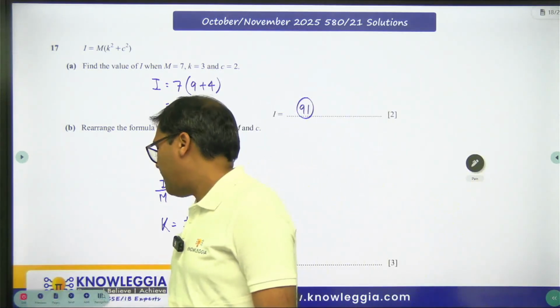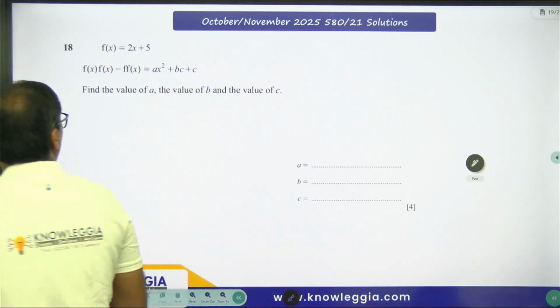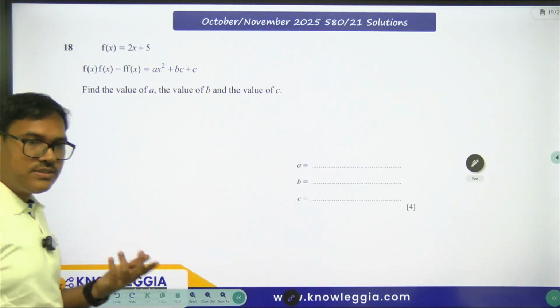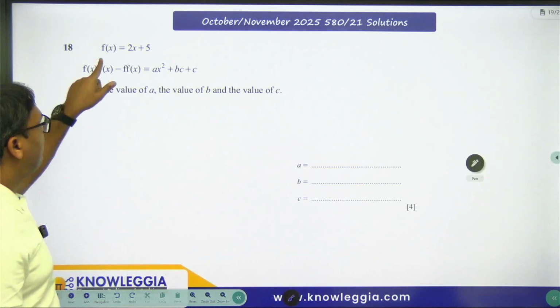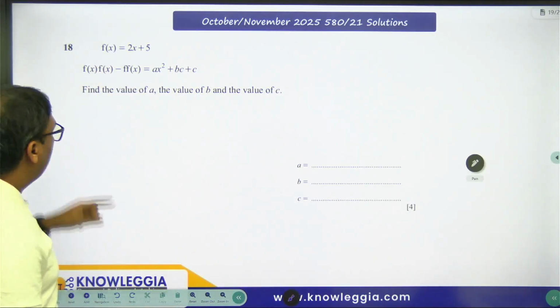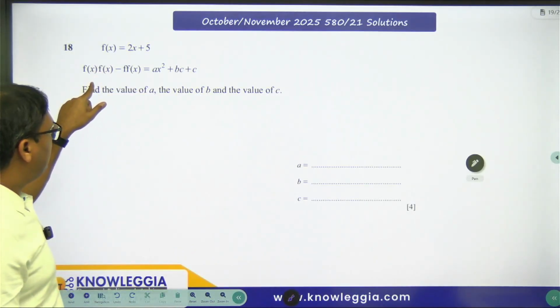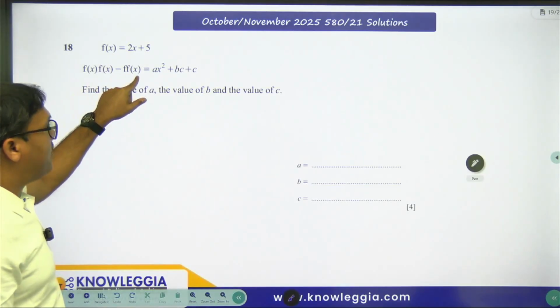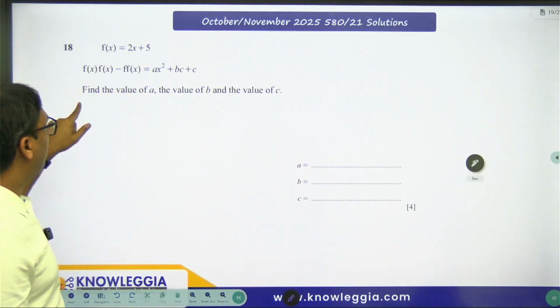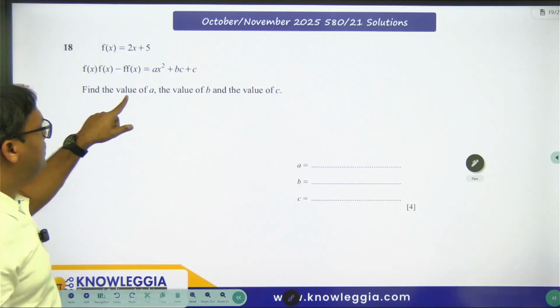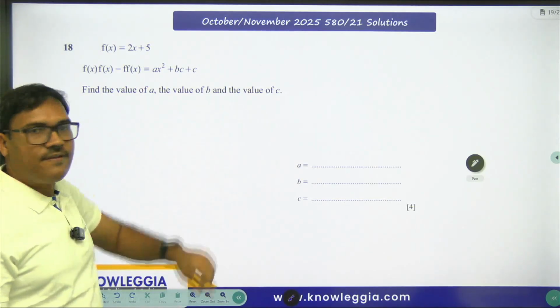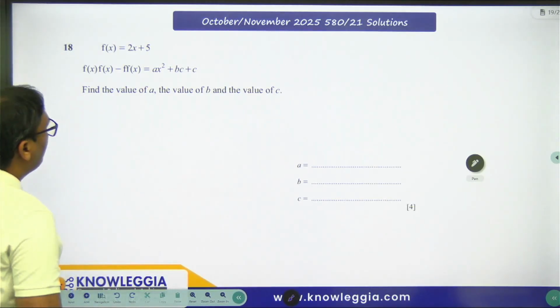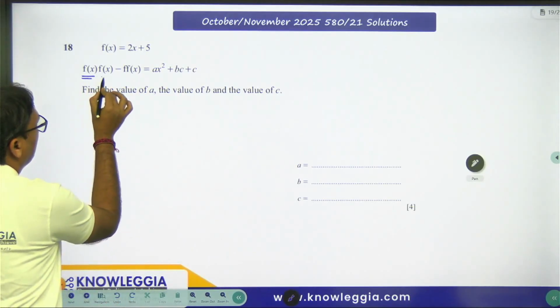Okay. Now the next question. This is a question on functions and composite functions. Here we have the function fx, right? f of x into fx minus f of fx is equal to this. Then the question is, you have to find the values of a, b, and c. Okay, so let's see. First is, this is simply fx into fx.